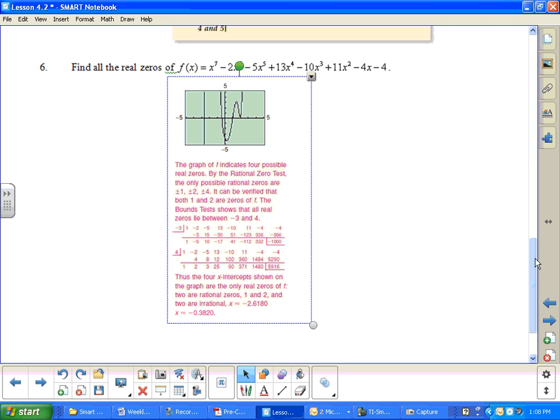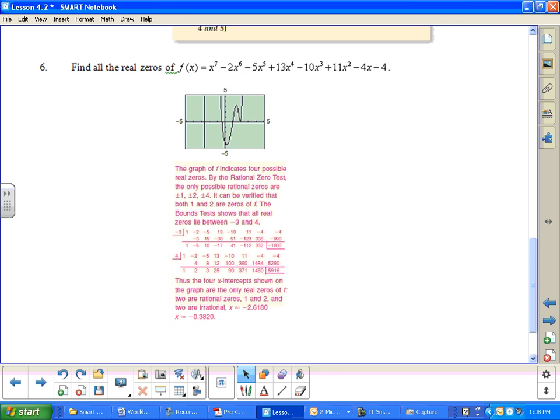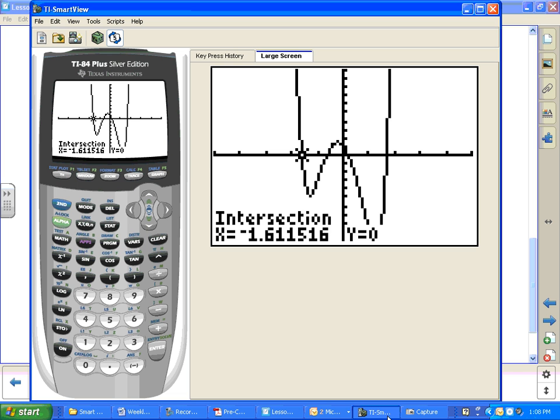The only reason that you would do the bounds test is just to make sure there's none way out there bigger. A lot of times, usually there's not with what we're doing. But if there is, you need to show that they're not there. Would I be able to find it if it was out there? Sure, because you can see it across the x-axis eventually. You guys have all done this before, right?